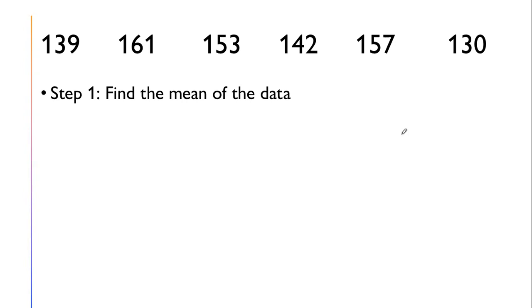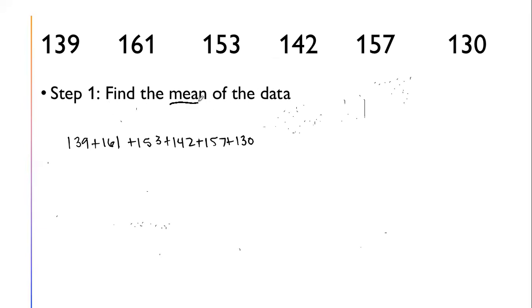In order to find the mean absolute deviation of these numbers, the first thing I need to do is find the mean. Well, think back, 6th grade, how do I find the mean of something? Perfect. I'm gonna add all these numbers together and then divide by how many numbers there are. So I'm gonna take 139 plus 161 plus 153 plus 142 plus 157 plus 130. Even though I know you can do this on a calculator, write out what we're doing at least this first time around. So step 1, we find the mean.